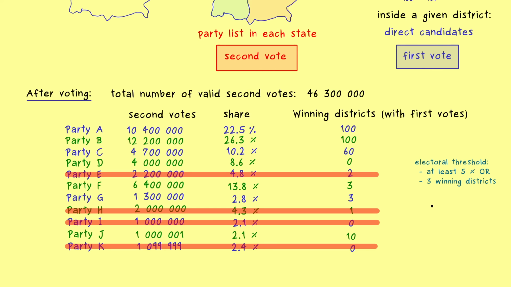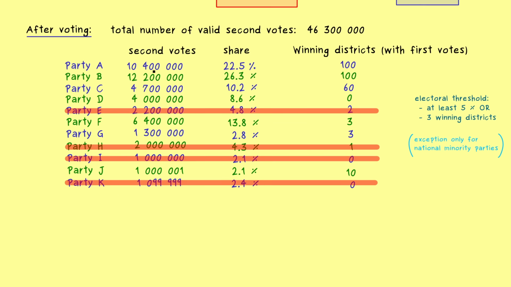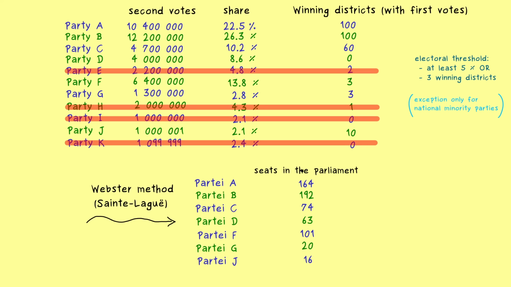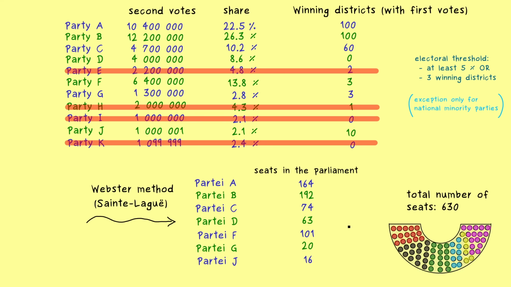Moreover, at this point I should mention that there is an exception to this electoral threshold. Indeed, national minority parties are not cancelled in the process here, but at the moment there's only one in Germany. Okay, so after these cancellations, only the important parties remain, and they get the seats in the Bundestag. The number of seats can be calculated by a rule of proportion, where we also have to take rounding errors into account. The system used in Germany is called the Webster method, also known as the Sainte-Laguë method. It's not complicated at all, it's just important to know that in the end we want to have 630 seats in the parliament. This means after these steps, the proportions of the parties in the parliament are already fixed.